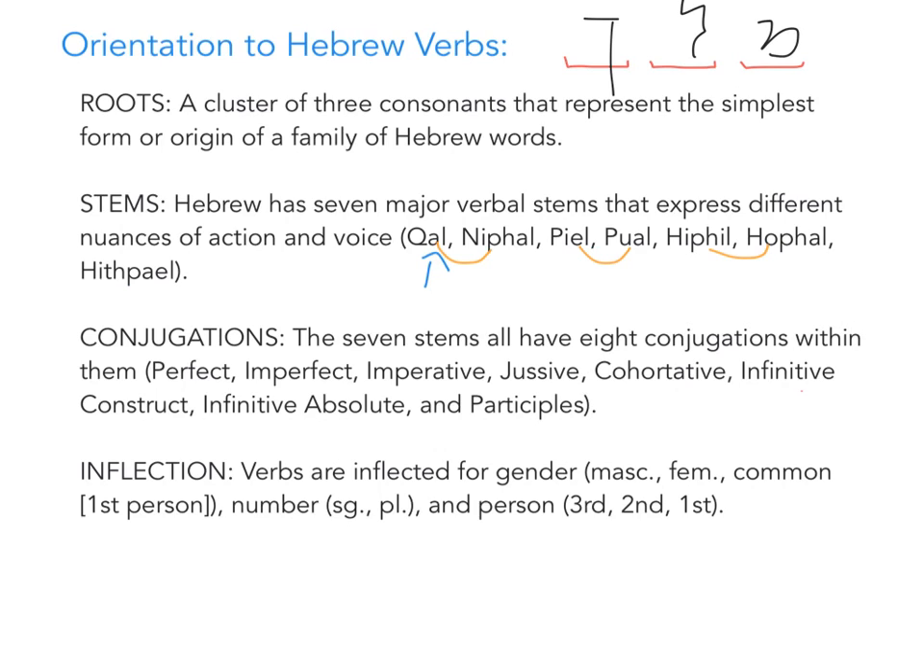Now, again, this seems like a lot, but if we're building off of a pattern in the Qal for our stems, then we're going to do the same thing for the conjugations. Once we know what a Qal perfect looks like, then understanding how to recognize a Nifal perfect will be much easier, and the meaning will be much easier to grapple with as well. So we have roots, stems, conjugations, and then lastly, inflection.